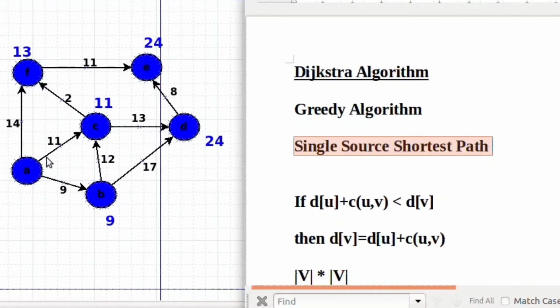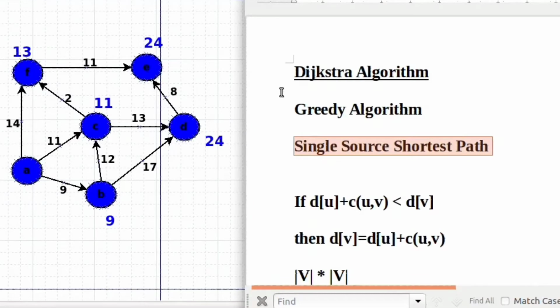We take one vertex as a source vertex and from the source vertex we find out the shortest path to the other vertices. For example, shortest path to reach from A to F, A to C, A to B, A to D, A to E. And also we have seen why Dijkstra algorithm cannot be used for the graphs where edges have negative weight.